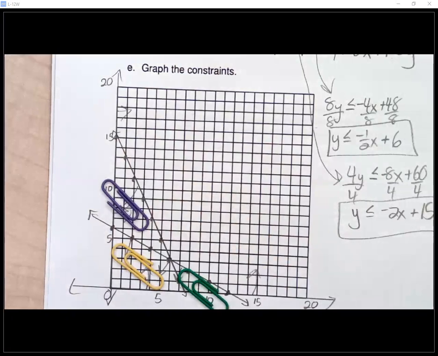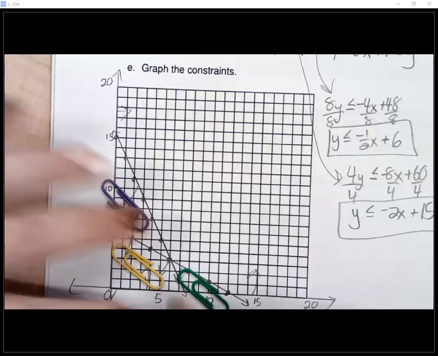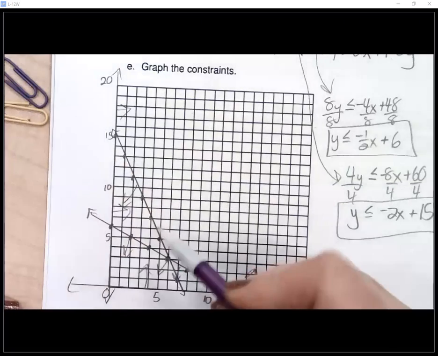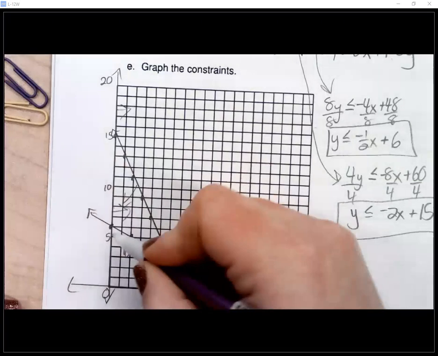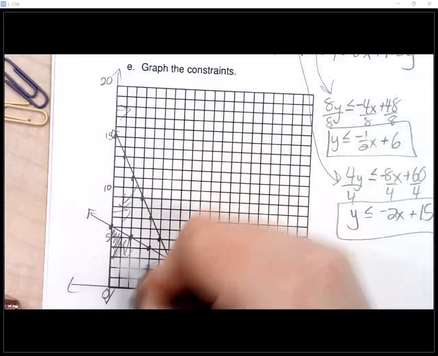So I'm trying to represent my 3 regions that I have with 3 different colors. Which one should be the one that I'm shading in? The purple area, the yellow area, or the green area? The yellow is correct because I need to be below both of these lines, but above these, right? So it should just be this little region right here.